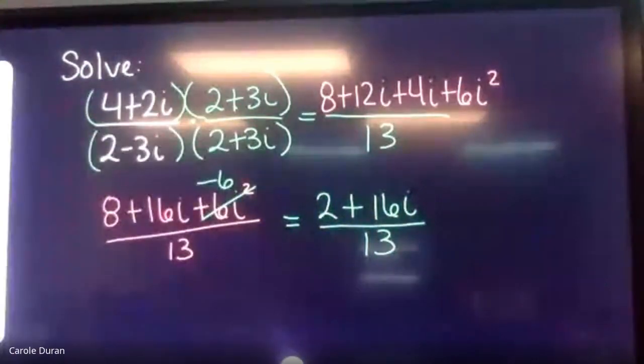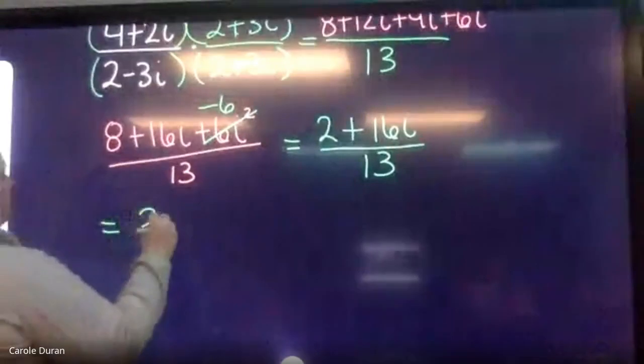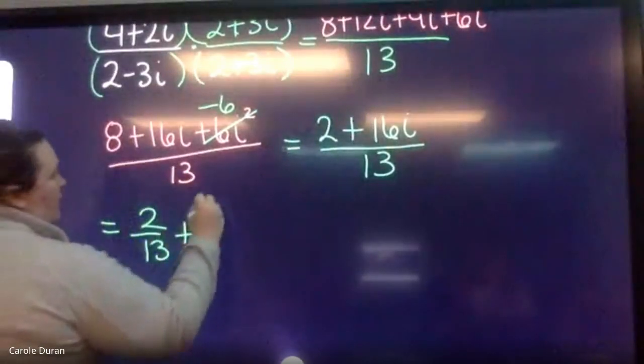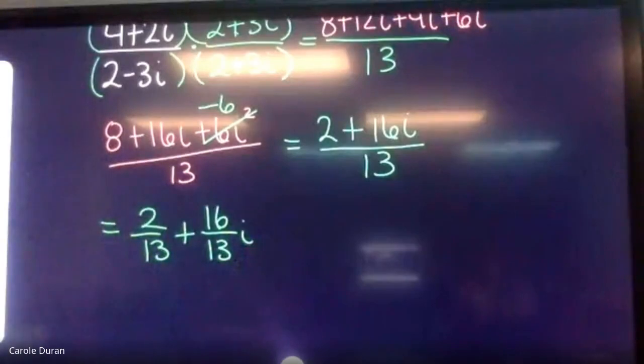I will not leave it as a fraction because a complex number has two parts to it, so I will separate it into two fractions: 2 over 13 plus 16 over 13i. And then we are finished. Not too bad. I just take each of the tops and put it over the bottom. And then we're finished. So this is all that we are doing today.